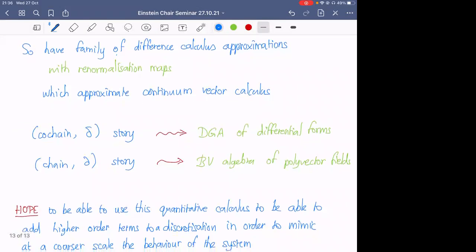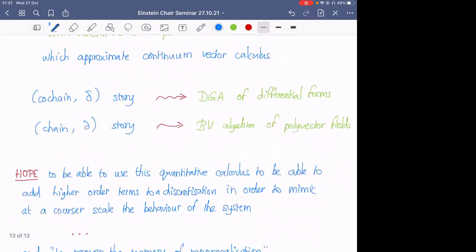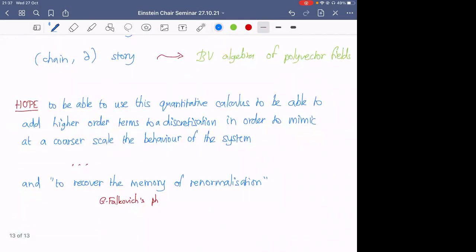And the hope is to be able to use this quantitative calculus to add higher order terms to a discretization of some system, if you want to discretize a model, in order to mimic at a coarser level the behavior of the system. So the aim is to recover the memory of renormalization, which is Falkovich's phrase, what we really want to do when discretizing a model in a useful way.